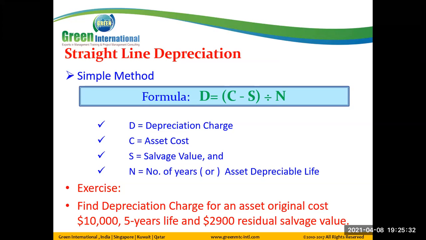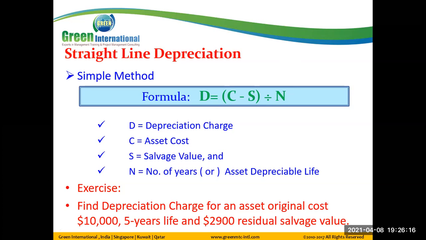Any equipment, you cannot depreciate below the salvage value. For example, here the initial cost is 10,000 and 2,900 is the salvage value, so you cannot depreciate below 2,900. That means the total depreciable amount is 10,000 minus 2,900, so only 7,100 you can depreciate. So 7,100 divided by 5 gives your per year value. Here, C is 10,000, S is your salvage value, divided by 5. So 10,000 minus 2,900 divided by 5. What is the answer? How much are you getting? 1,450.